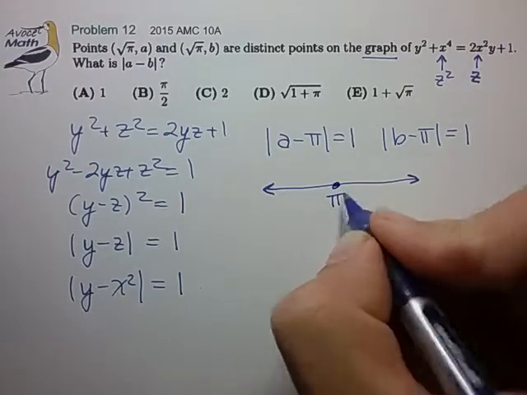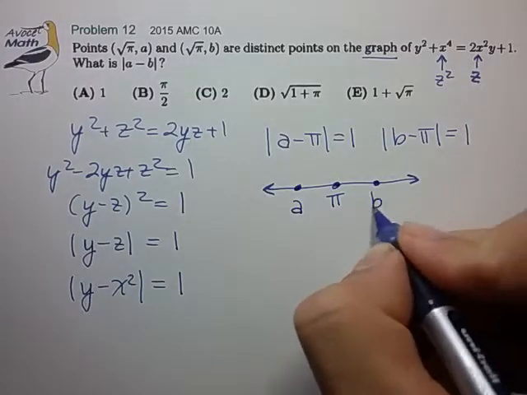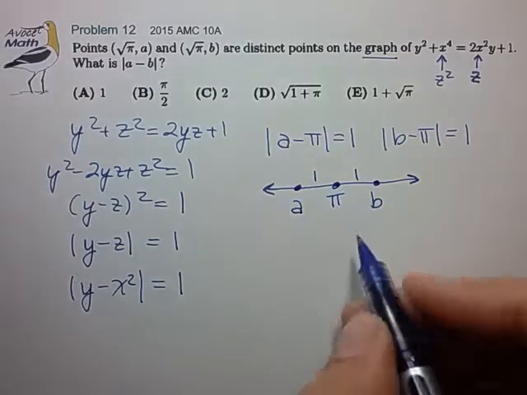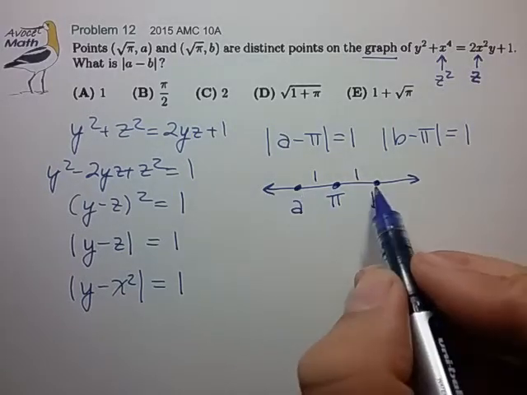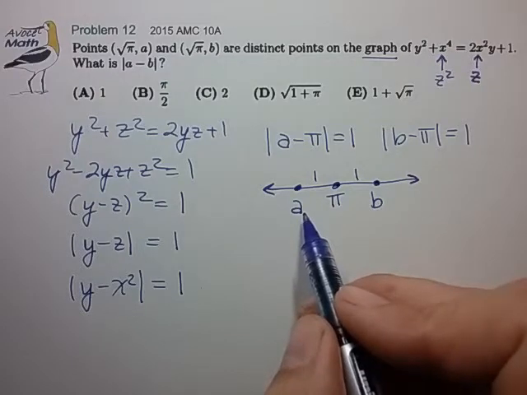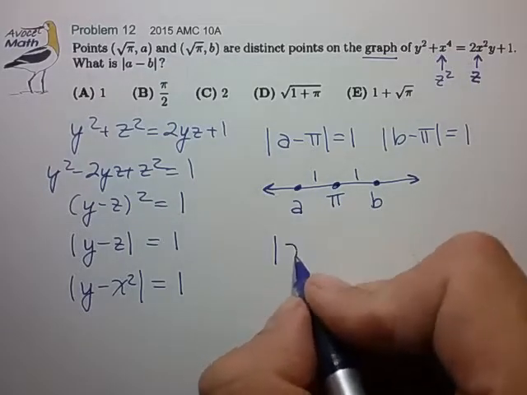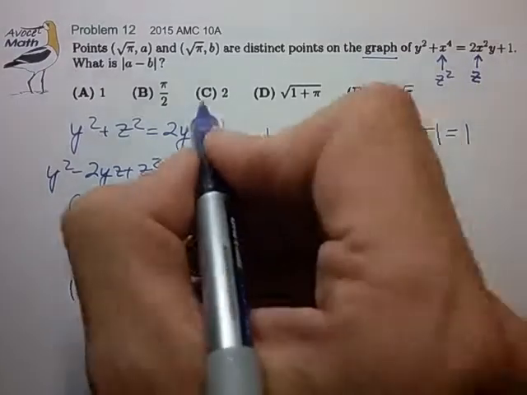So essentially we have the number pi, and the number a and the number b are both a distance of 1 from pi, but they are distinct points. They're not the same point. And the only way that can happen, as you can see, is for the distance from b to a to equal 2. And another way of saying that is the absolute value of a minus b is equal to 2, and that is answer C.